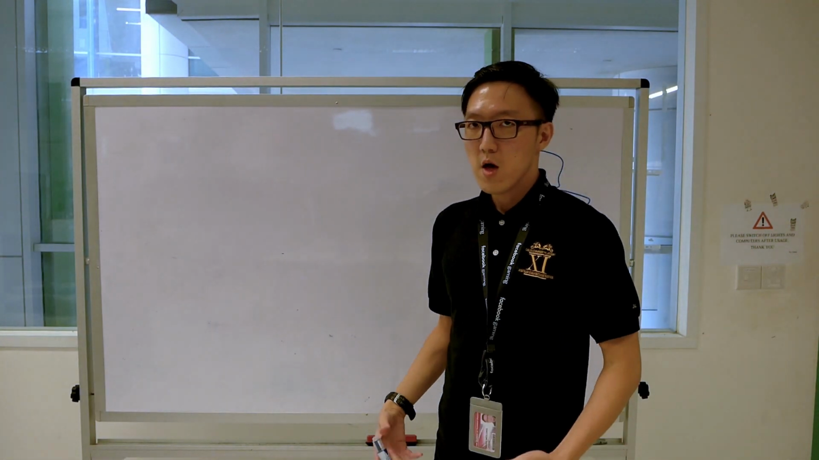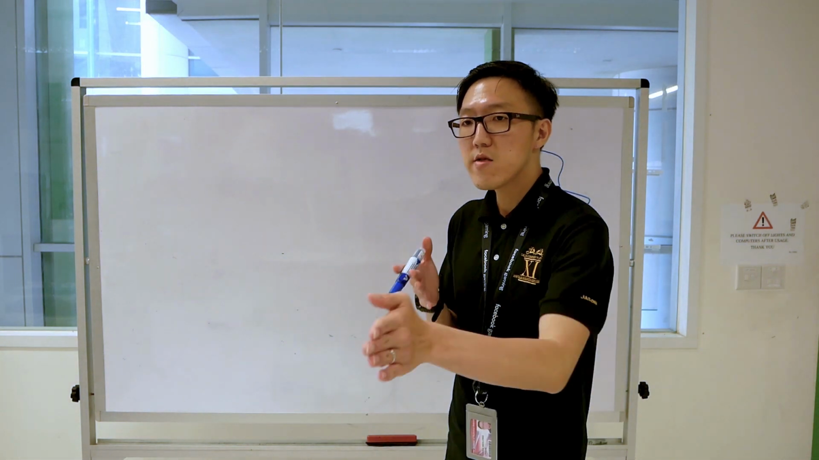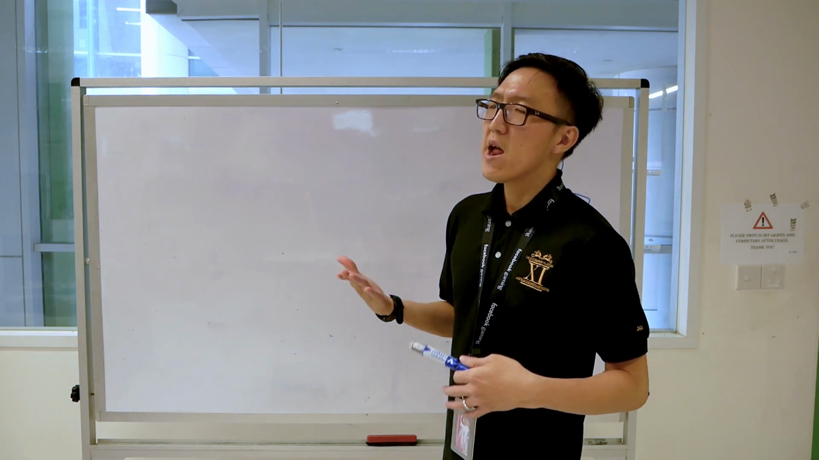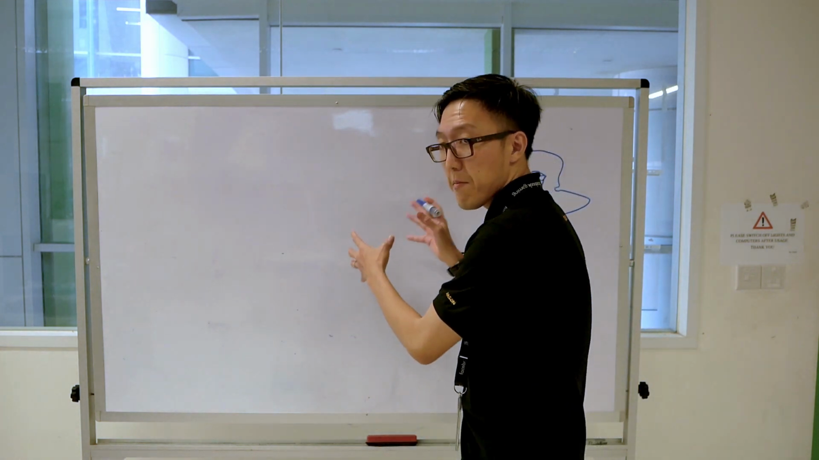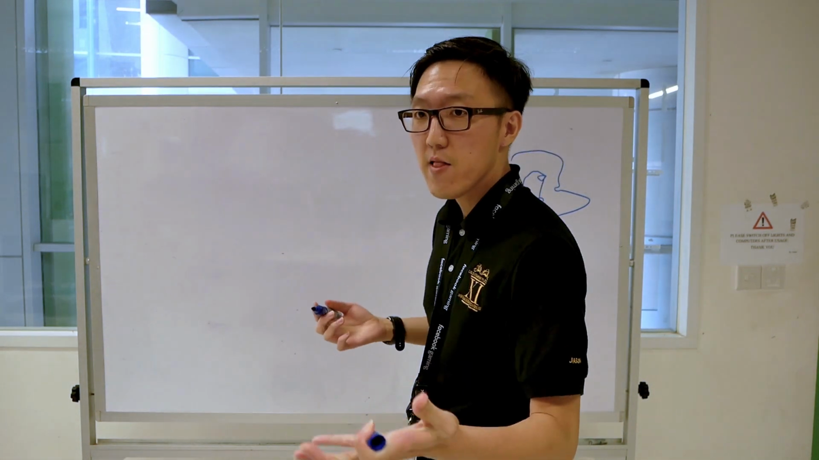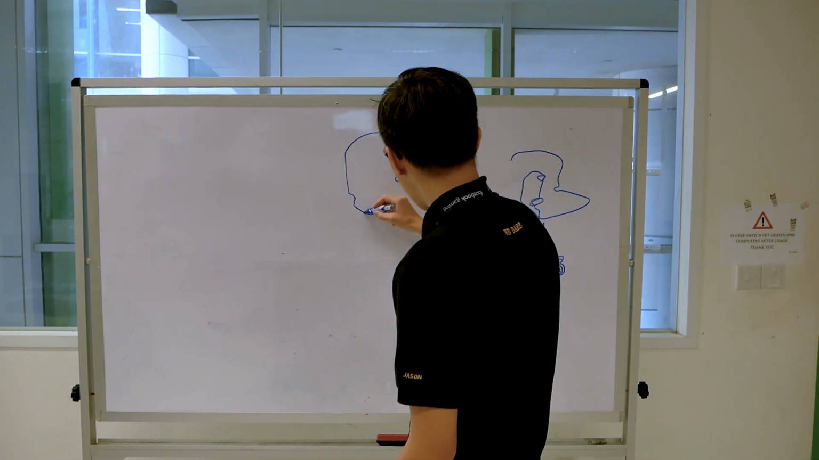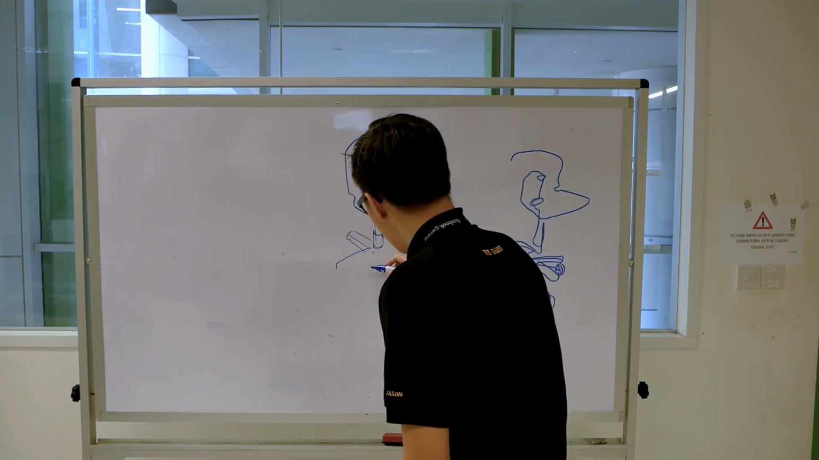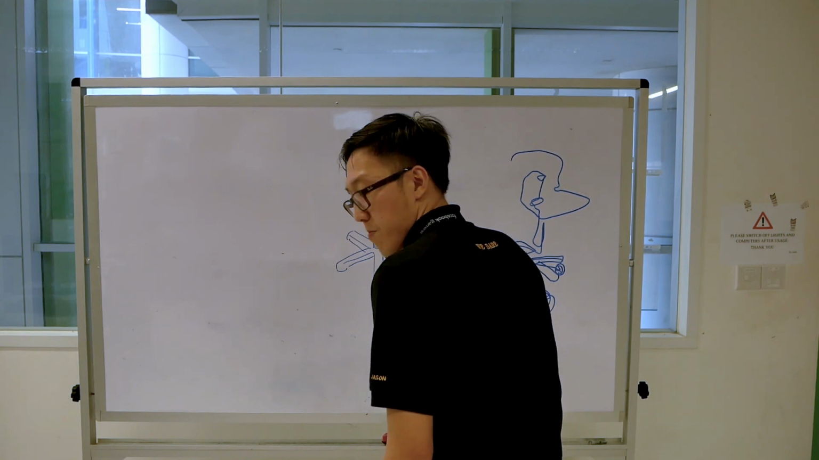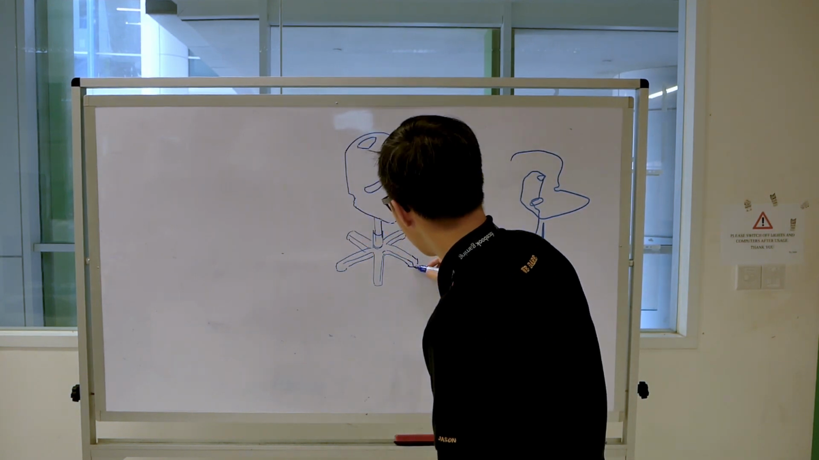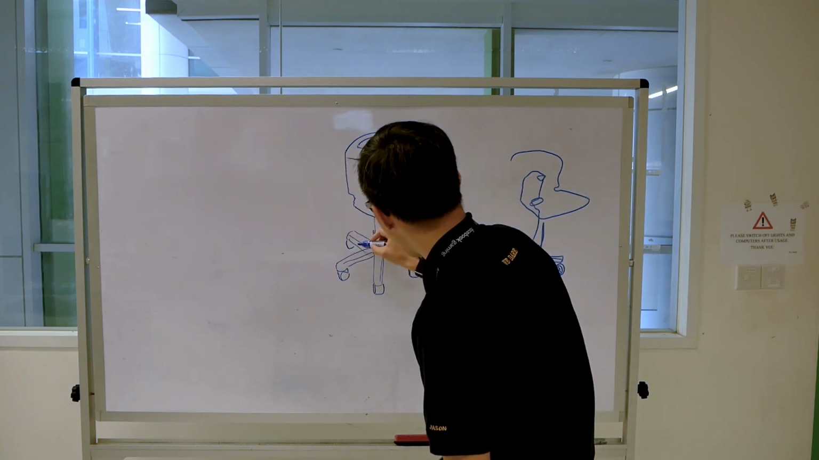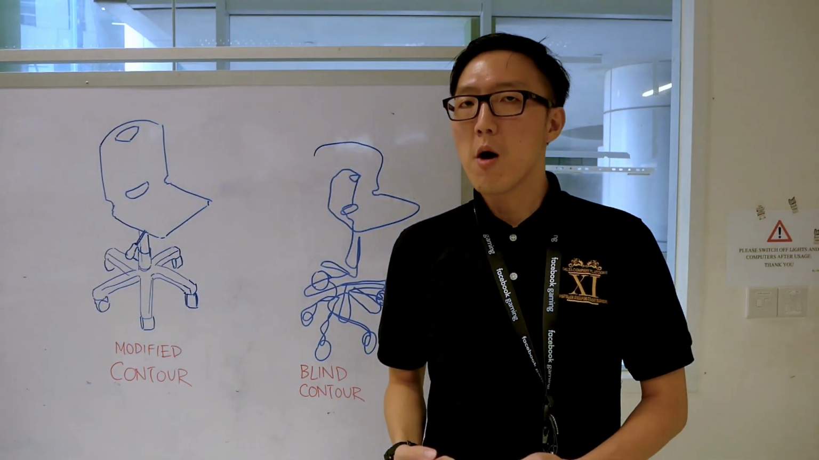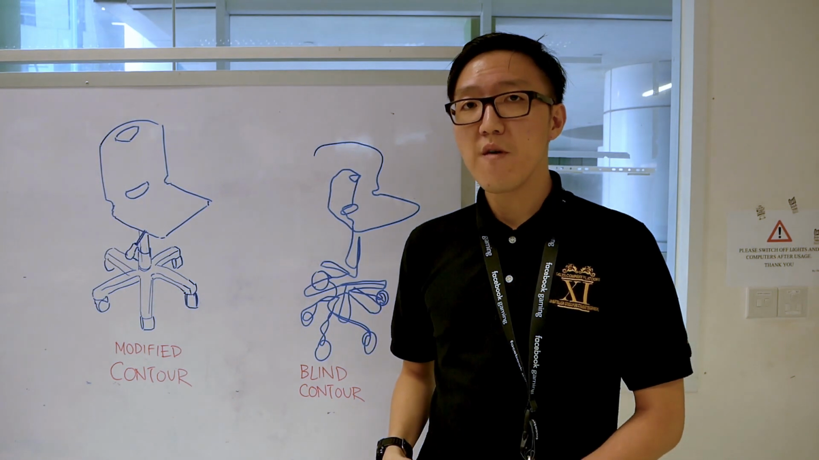For the second approach, called modified contour, you are required to look at your subject and look at your paper while you are drawing. So you will spend about equal amounts of time on your paper and on your subject. So something like this. Alright, it's pretty obvious which approach is better. You get a more accurate result with modified contour.